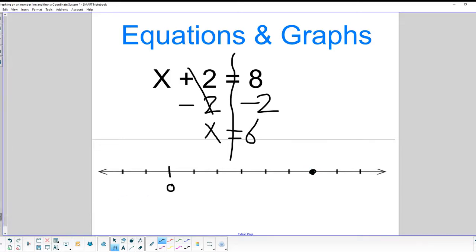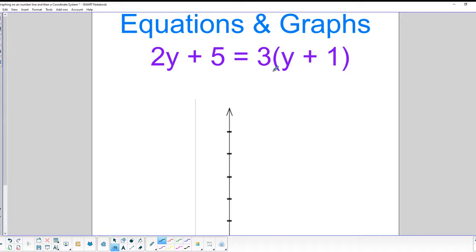Then we gave you a couple of equations that were a little more complicated, like this one. And we even used other variables for that matter. In this case, we're going to simplify this one and solve for y. On the left side, we have 2y plus 5 equals, and then we've got to get rid of the parentheses. So 3 times y is 3y, and 3 times 1 is 3.